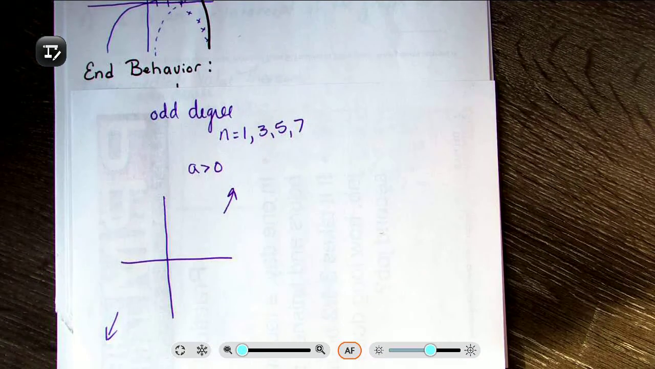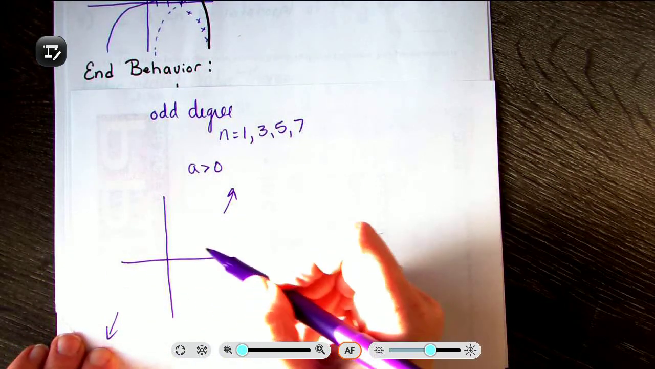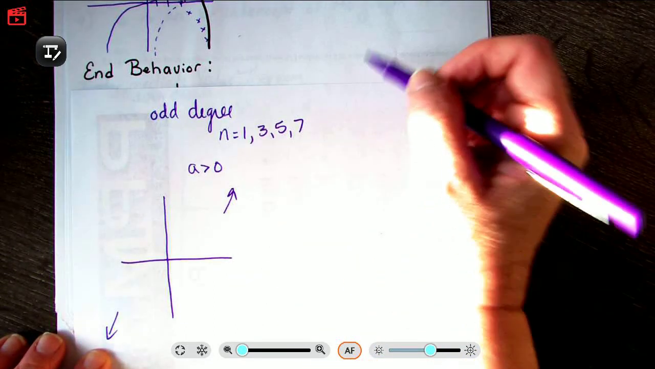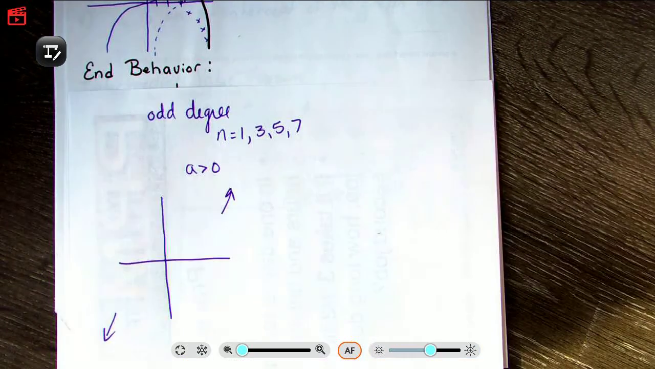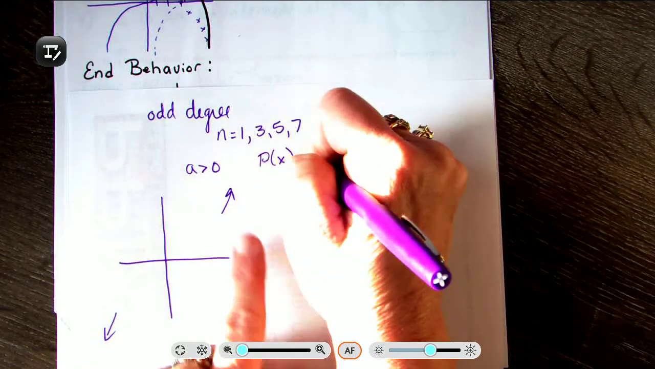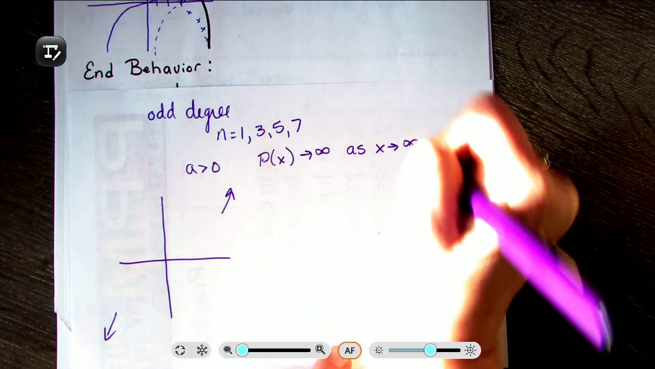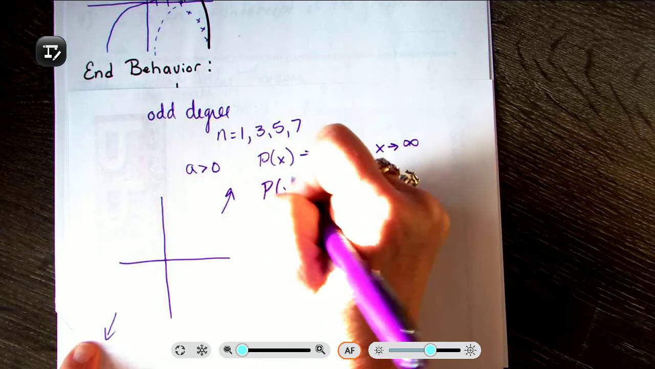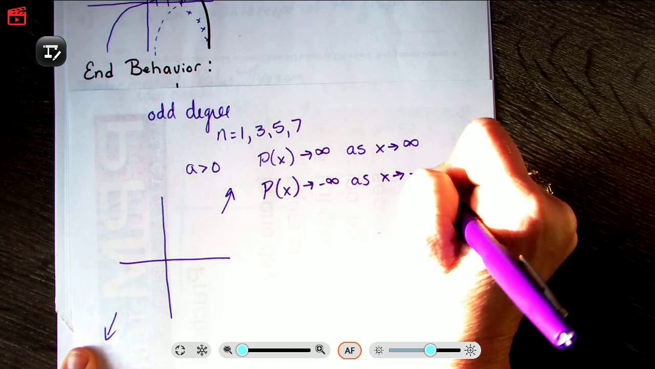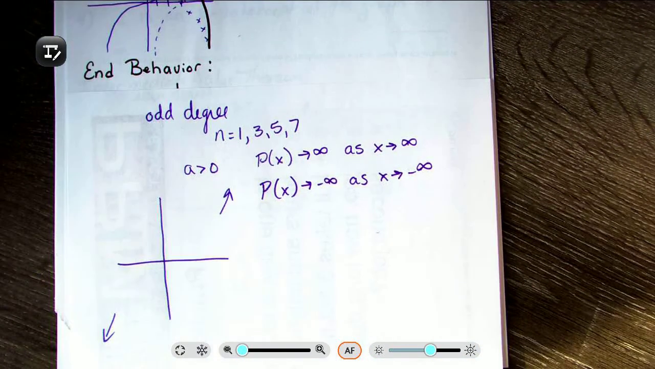I like to think of it as it's coming from the basement, it's going to do some wiggles and squiggles in the middle, and then it's going to end up in the attic. And it's going to keep climbing. So this one keeps going, and it keeps climbing. So we could write this, P of x will go towards infinity as x goes to infinity, or it's going to go to negative infinity as x goes to negative infinity. Or it starts in the basement, does some wiggles and squiggles, goes up to infinity.